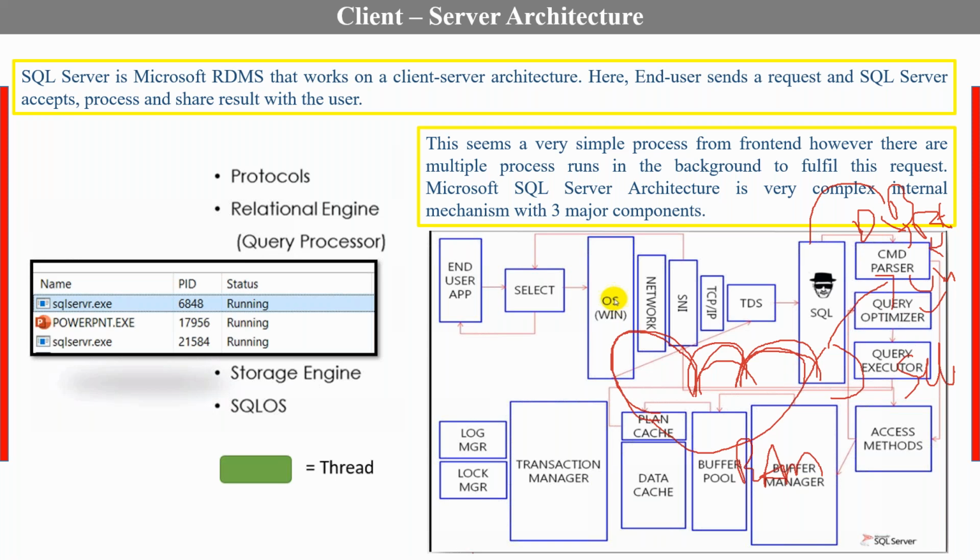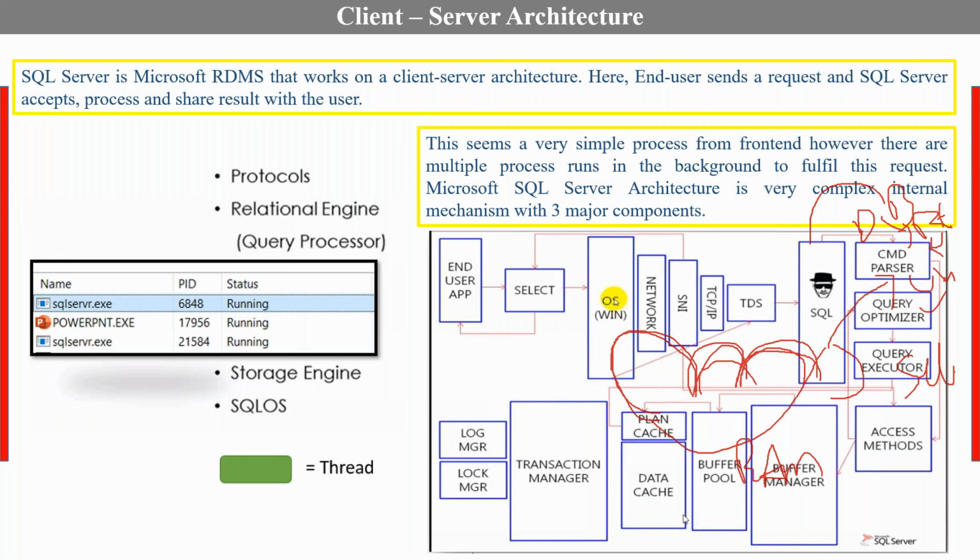So your executor will send a request to the access method: "Hey, I got this request, can you please provide me the data?" So what will the access method do? The access method can understand what kind of request it is, a select statement or a non-select statement. Since it is a select statement, your access method will send a request to the buffer manager.